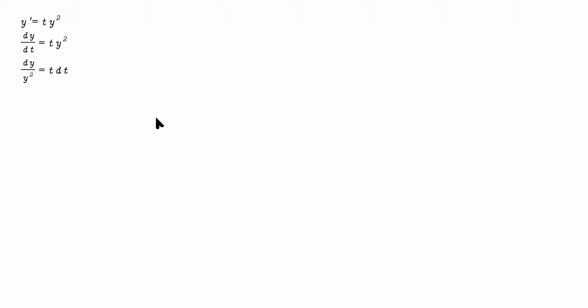Now we have to stop and be a bit more thoughtful. Look at this side right here. Something going on there, right? We have y squared in the denominator. y cannot be equal to 0. That has to be eliminated as a possible value for y.